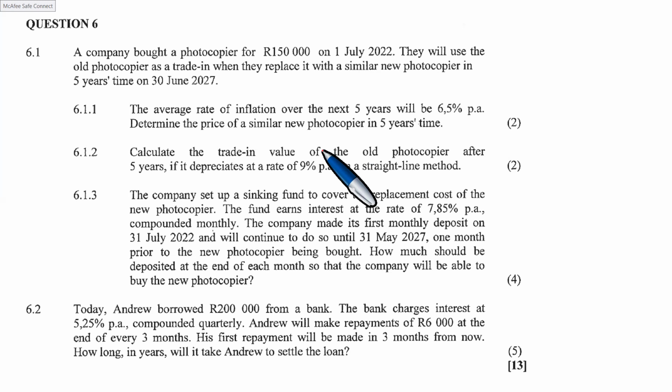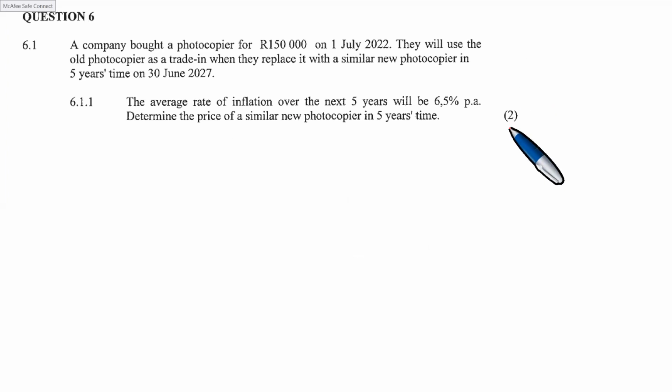Okay, what is the answer to this question? We solve the question together. This one is easy because it's just giving us all the information. They're saying the average rate of inflation over the next 5 years will be 6.5% per annum, and we just need to calculate the price. This is what they asked in June. So let's solve this question from the June 2023 matric exam.